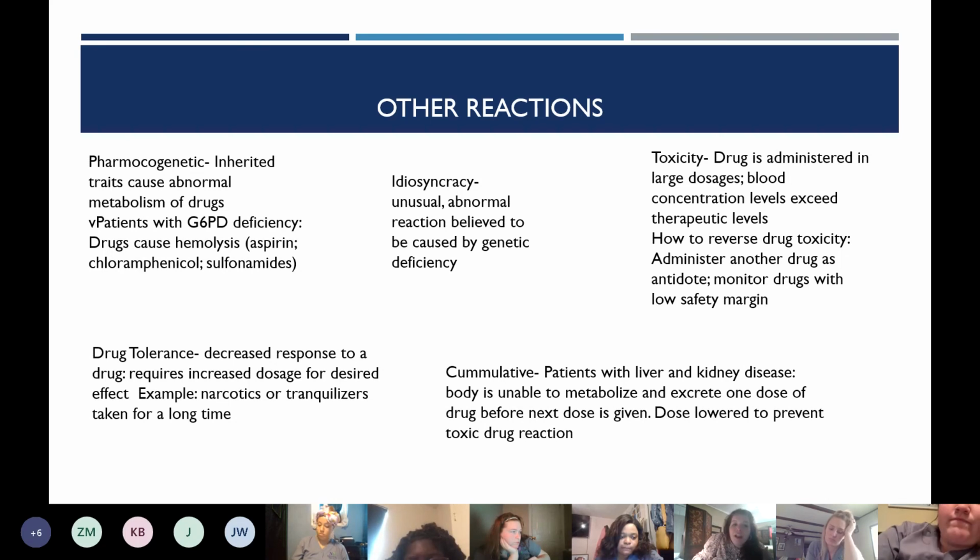All right, we're going to talk a whole lot about drug tolerance, especially when we get to our chapter about analgesics. Drug tolerance is a decreased response to a drug that requires an increased dosage for the desired effect, specifically narcotics and tranquilizers. So patients who have taken medications their entire life, it doesn't even have to be a drug abuser who then takes pain pills.